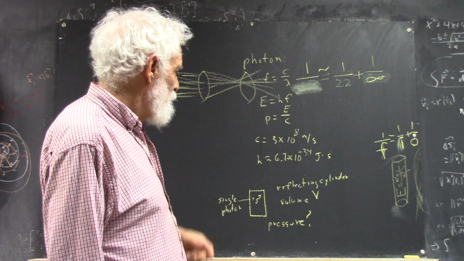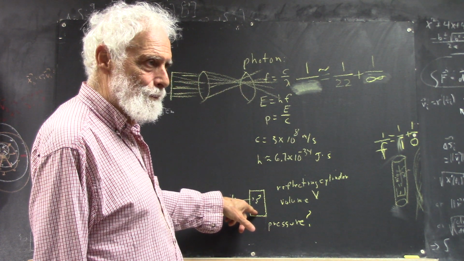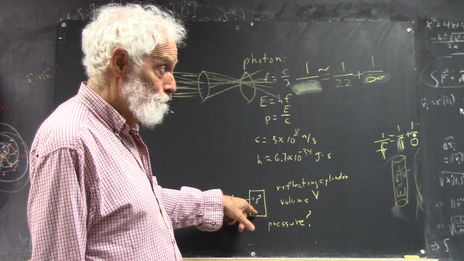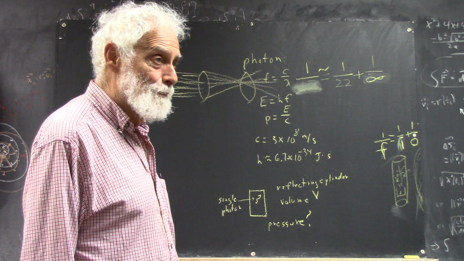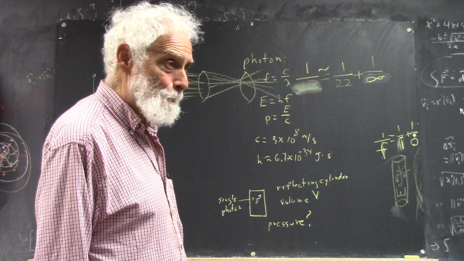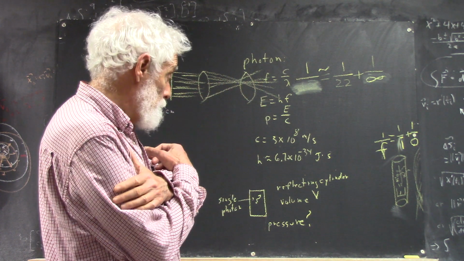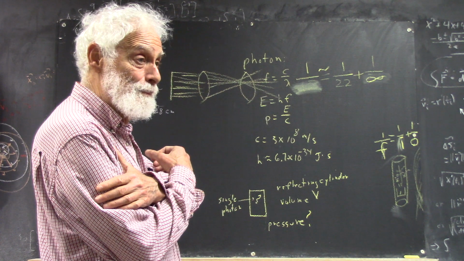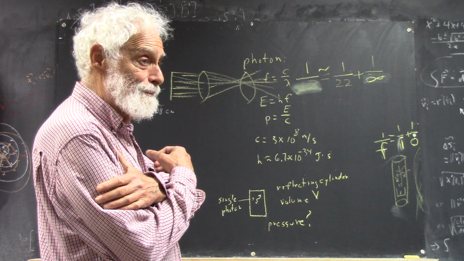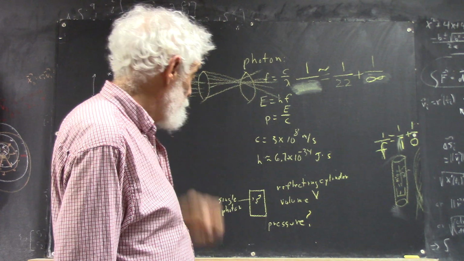Okay, so now we have an enclosed reflecting cylinder. We have a single photon in this cylinder. What's the average pressure in the cylinder?